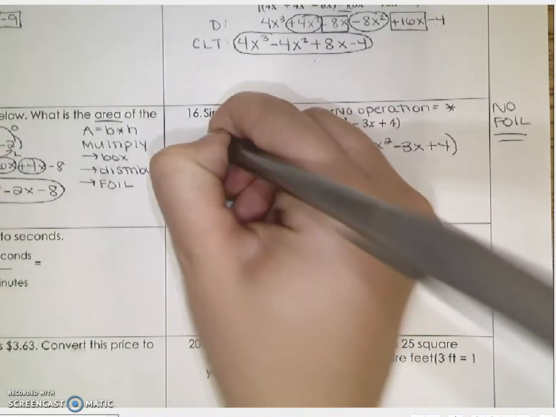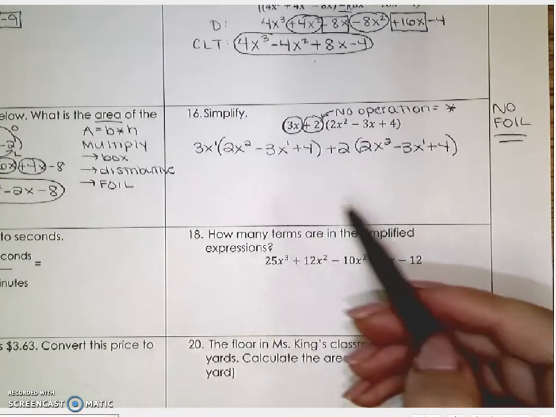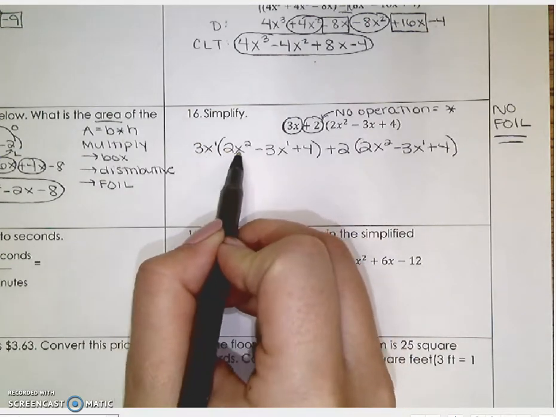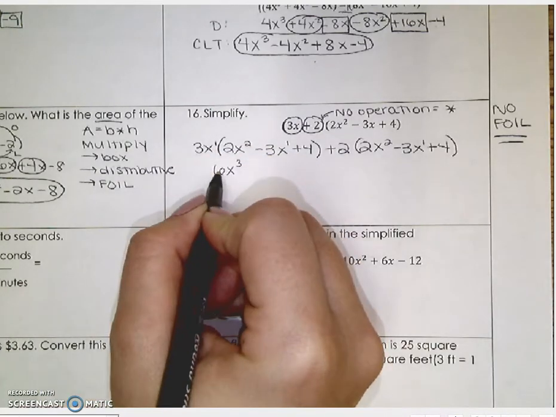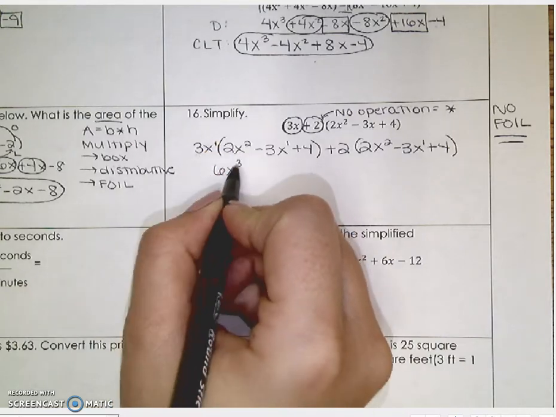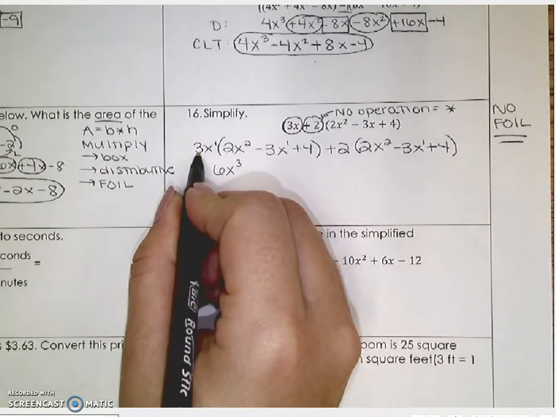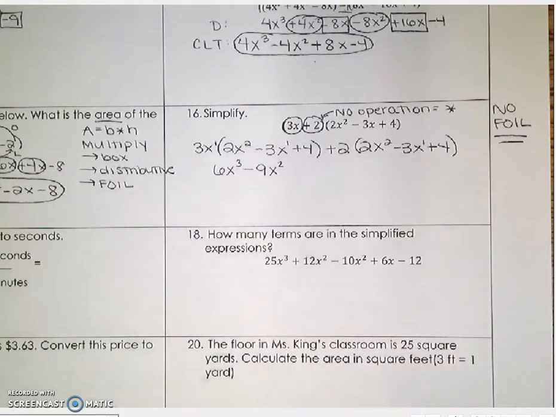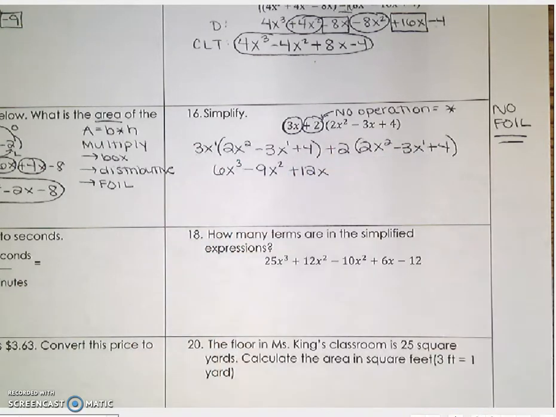I'm going to put a 1 next to this x, this x, and this x, to remind myself that when I multiply variables, I'm going to add their exponents. At this point, I can start multiplying. 3x times 2x squared is 6x to the third power. 3 times 2 is 6. X to the first times x to the second is x to the third, because 1 plus 2 is 3. 3x times negative 3x would be negative 9x squared. 3x times 4 would be plus 12x.